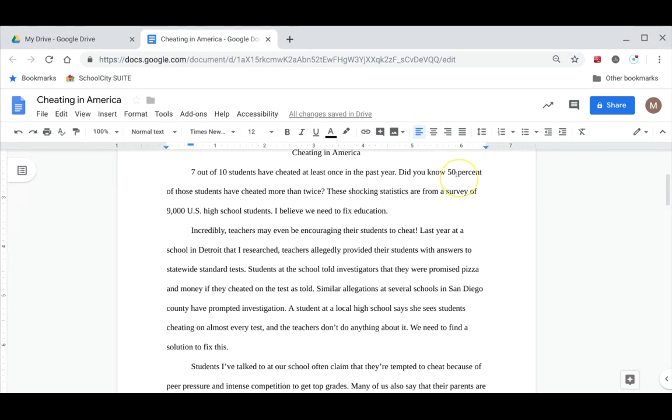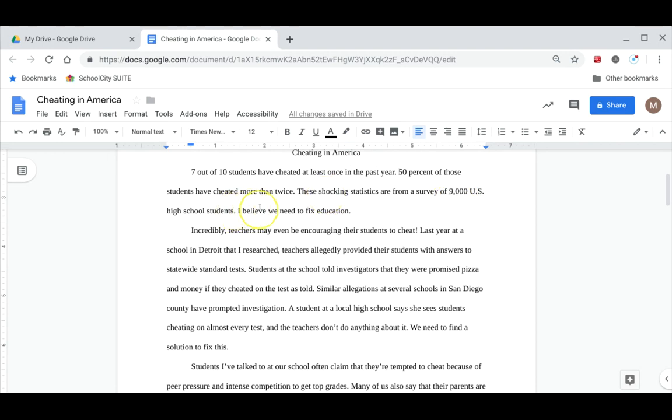Did you know 50% of those students have cheated more than twice? Again, we have that question and we have this you, which is not allowed. So I'm just going to say 50% of those students have cheated more than twice. Already, this paper is conveying a more objective tone. These shocking statistics are from a survey of 9,000 US high school students.